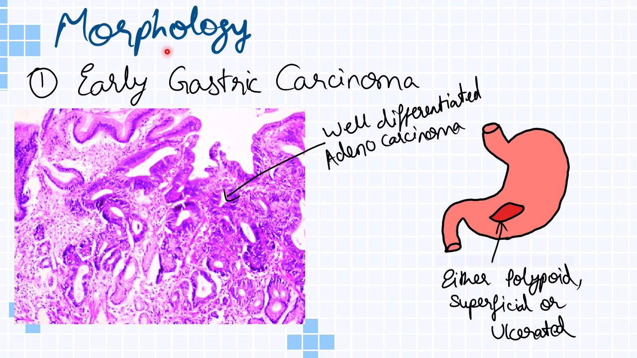Now coming to the main part, that is morphology. First one we have is early gastric carcinoma. Just remember one point. For microscopy, it shows well differentiated adenocarcinoma, as you can see in this image. For gross, it is most commonly found in the antrum. It can be either polypoid, superficial, or ulcerated, which I'll show in the next slide.